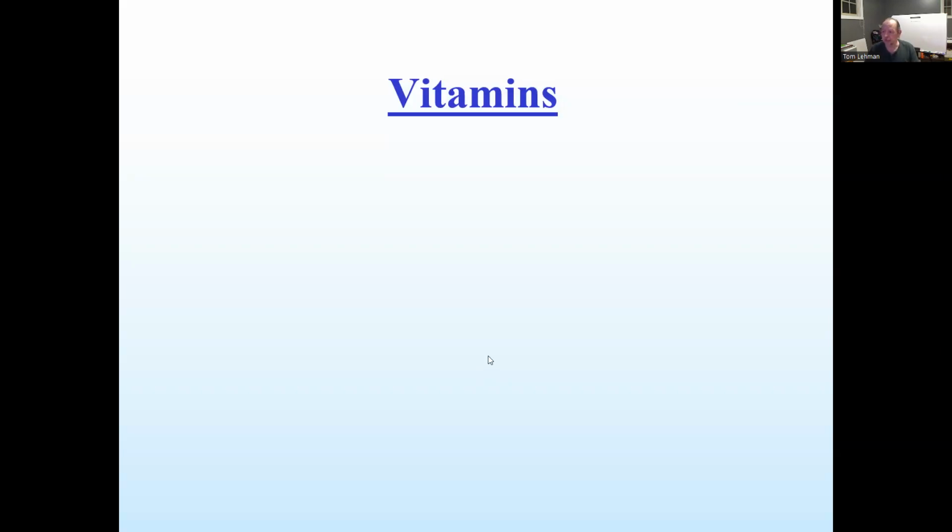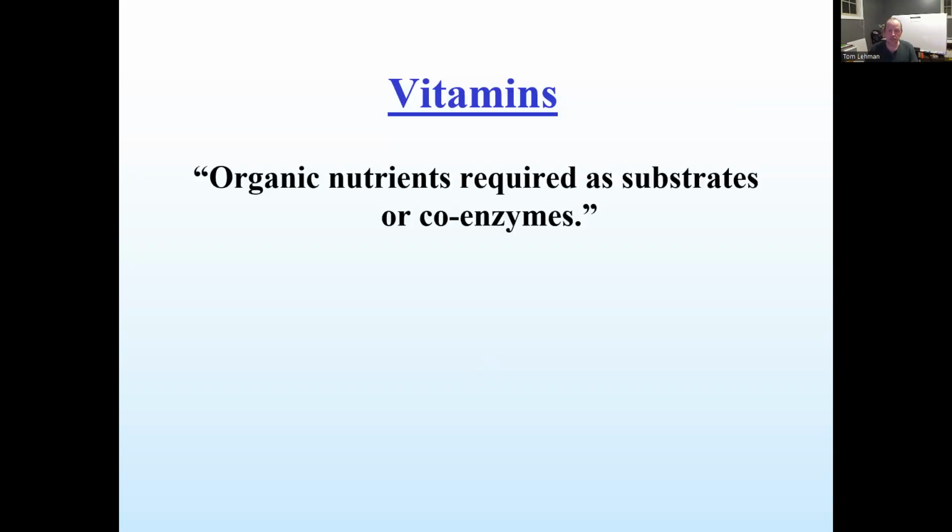Nutrient number 6 are vitamins. Now, vitamins are organic. They have carbon skeletons. There are too few of them in your food to be able to use as a fuel, but they are required as substrates or as coenzymes.